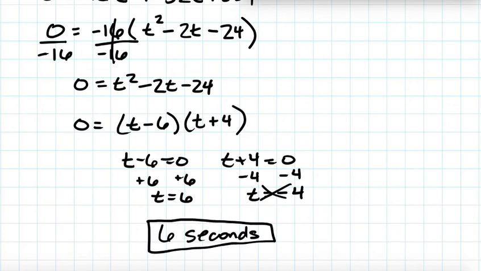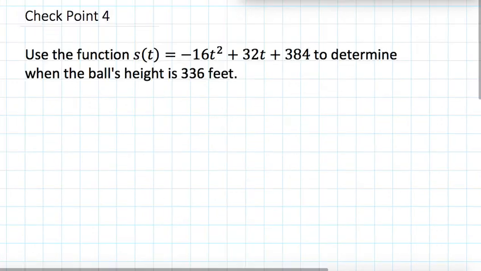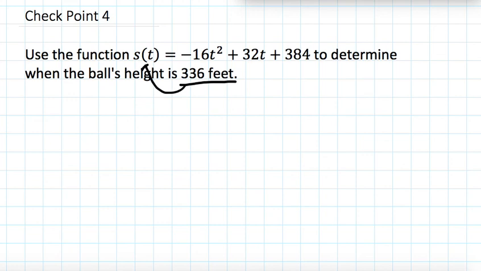Checkpoint problem number 4 is kind of similar. It's a little bit different though because now we're not looking for when the ball hits the ground, but for when the height of the ball is 336 feet. So instead of plugging in 0 for s of t, I'm going to plug in 336 for s of t. Then I'm going to need to move that over to get it in standard form before factoring. You can see the answer to that in the notes. So do this problem in your notes, check your answer, and then you can move on to the homework.